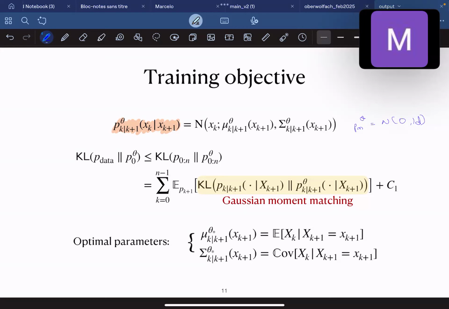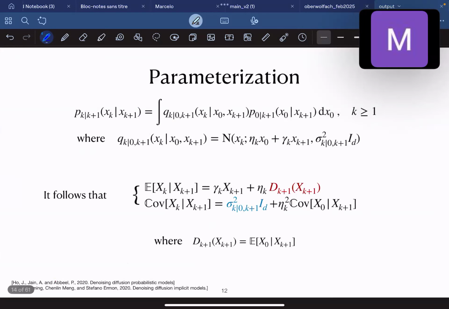So here, what DDPM, in fact, approximates. Learning the covariance may, in fact, be a bit too computationally demanding. So here, what you consider in the DDPM approximation, you use, in fact, the form of the conditional expectation and the covariance as follows.